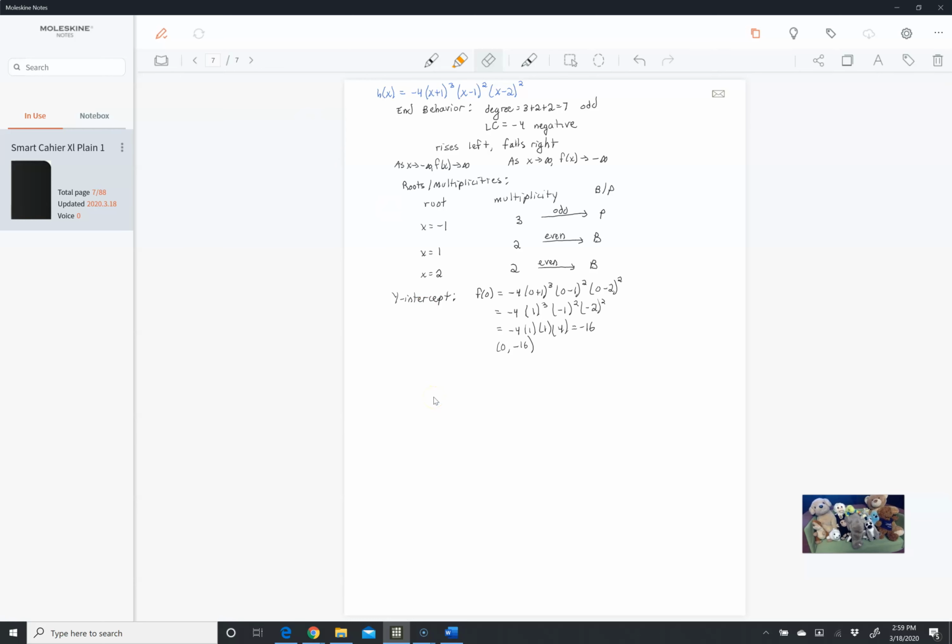Okay, so if we go back to this one, we're ready to graph. We know that we are going to have the (0, -16). We have the passing and bouncing. Then we have each of our roots. These are the things that we care about when we graph. And then the fact that it rises on the left and falls on the right. So I'm drawing a nice big y-axis because I know that we have to go to -16.